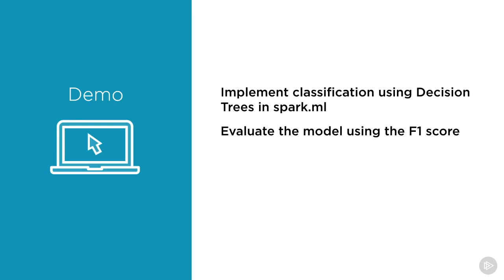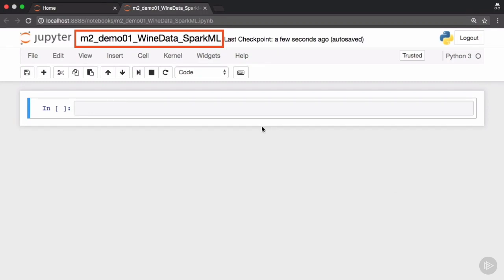In this demo, we'll perform classification on the same wine dataset that we saw earlier, but this time we'll use the Spark ML libraries instead of the Spark MLlib libraries. That means we'll be working with data frames, not RDDs. We'll also evaluate our classifier using the F1 score. We write our code in the M2 Demo 1 IPython notebook.